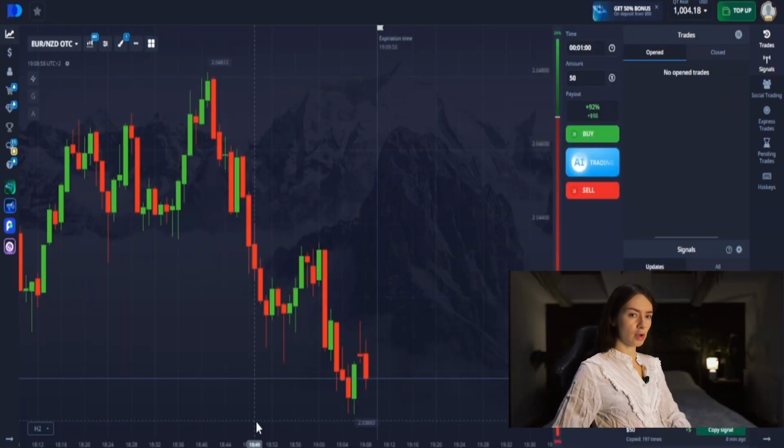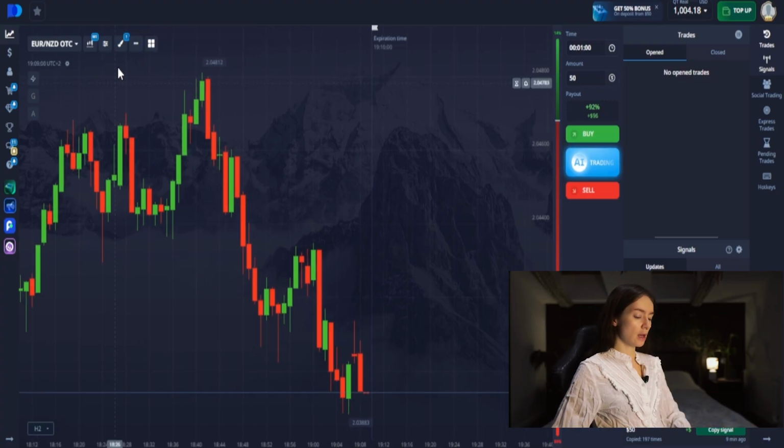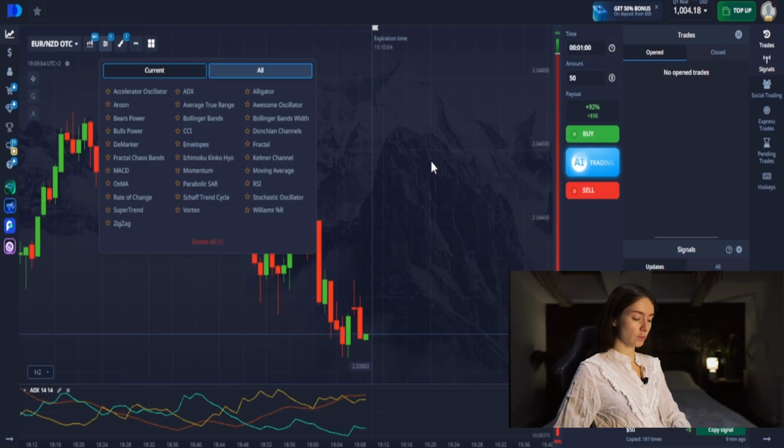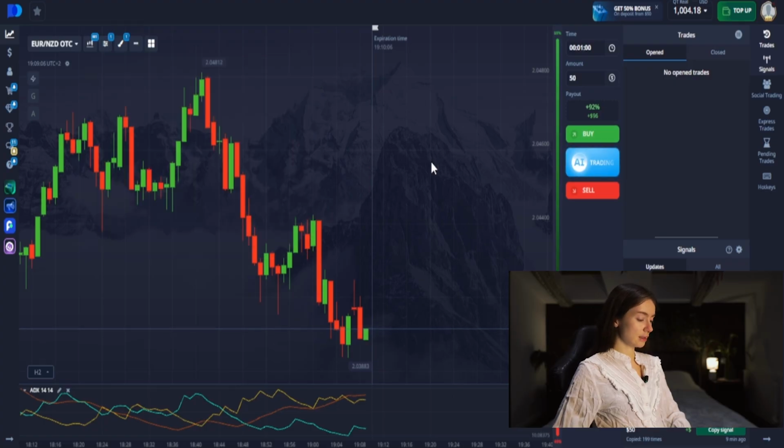Let's get started. Where do we begin? Let's talk about the indicators we will use today. I mentioned it's ADX. We select it here. It's a market strength indicator. Important: it doesn't show direction, it shows if there's a trend at all.